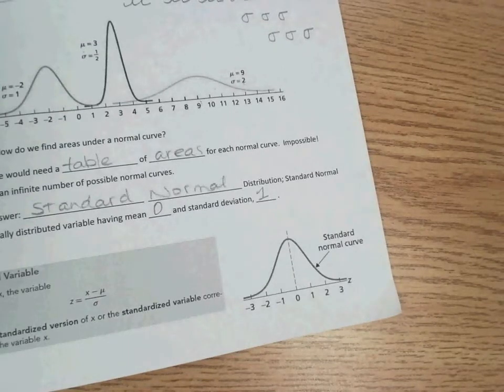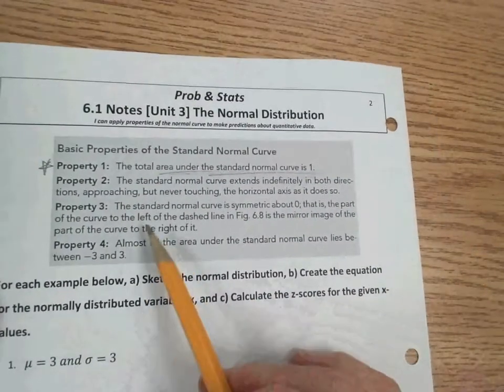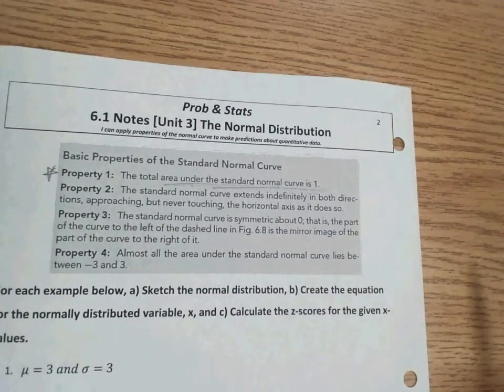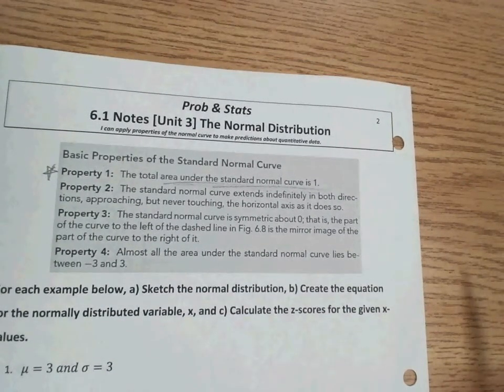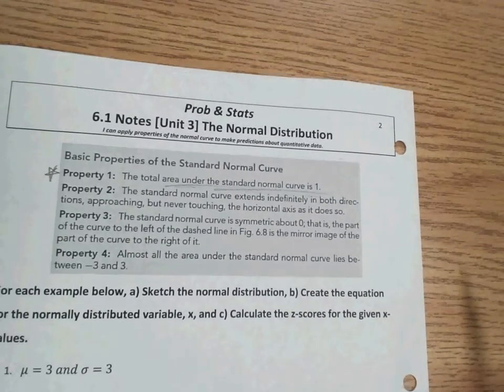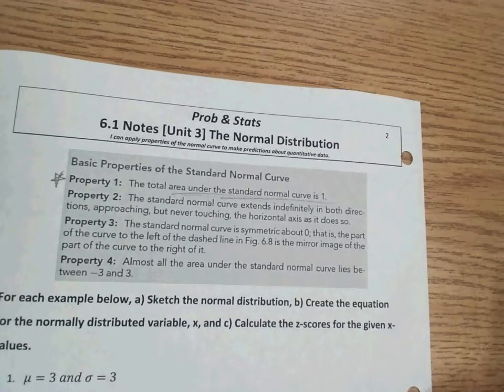It's like an asymptote from Algebra 2 where the curve got closer and closer but never hit the asymptote. Property 3, will you read that one, Shelby? The standard normal curve is symmetric about 0. That is, the part of the curve to the left of the dashed line in figure 6.8 is the mirror image of the part of the curve to the right of it. So it's symmetric. Madeline, property 4?